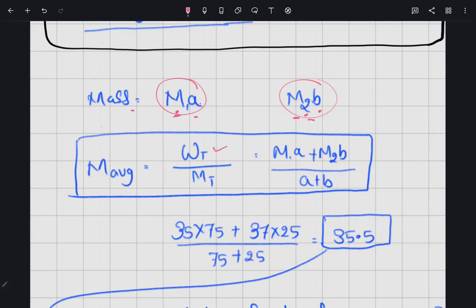So M average is equal to W total, and how will it be? M1A plus M2B divided by A plus B, where M1 is the molar mass of isotope 1, where M2 is the molar mass of isotope 2. Here A is the percentage of abundance, whereas B is also a percentage of abundance.